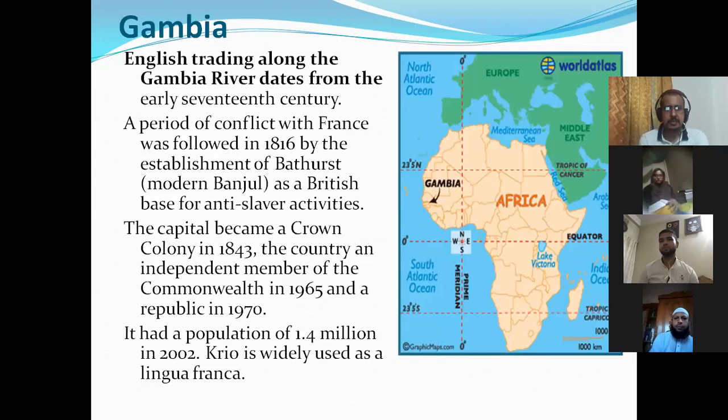Gambia, we see several same notions in Gambia. Okay. It was a British colony near the Gambia River, and it has a population of 1.4 million, and Cryo is widely used as the lingua franca.